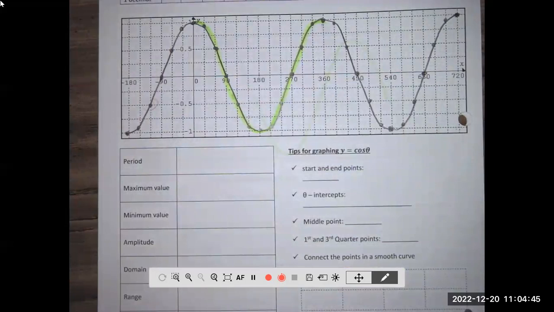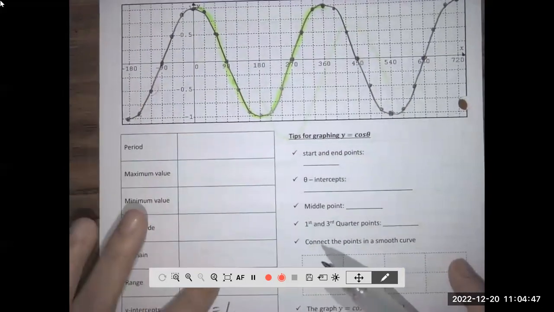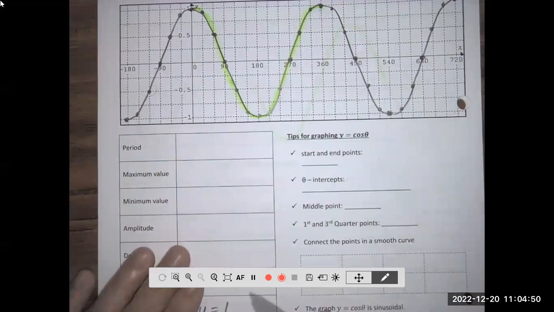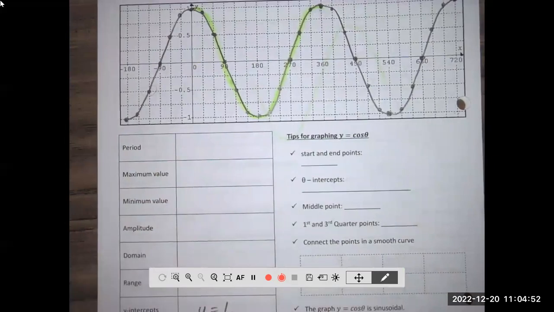Those of you who are finished graphing, try and see whether you can finish writing in this table, and then we're going to take it up together, okay? But challenge yourself, see if you can do it on your own, and then we'll discuss it.